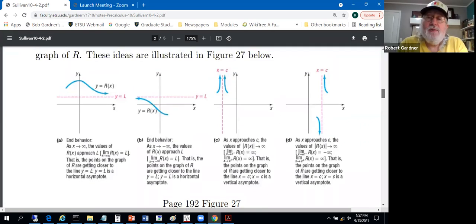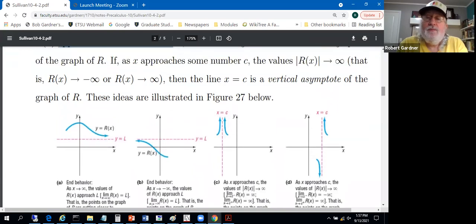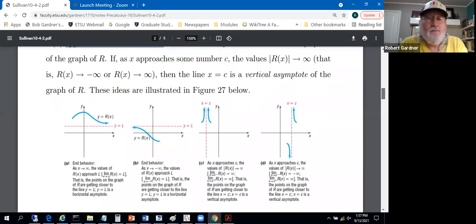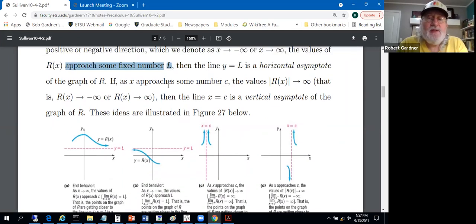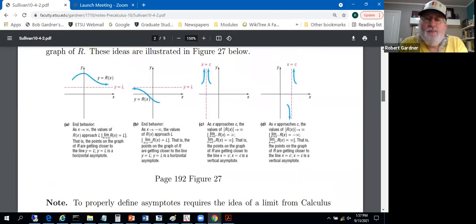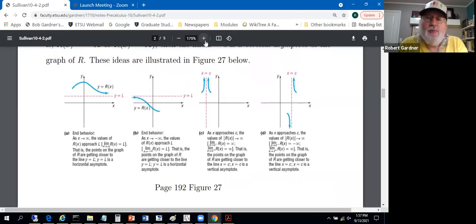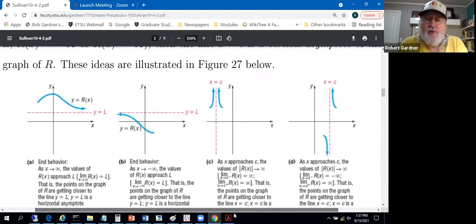Vertical asymptotes. If, as x approaches some number c, the absolute value of r of x approaches infinity, that is, either r of x approaches negative infinity or r of x approaches positive infinity, then the line x equals c is a vertical asymptote of the graph of r, as illustrated in the right hand two pieces of figure 27.